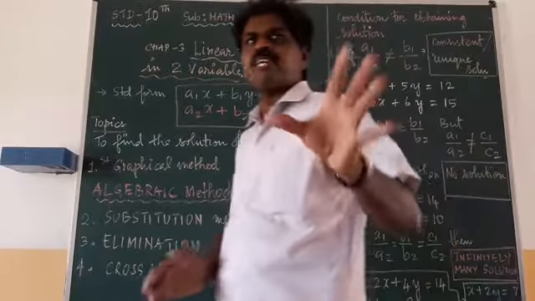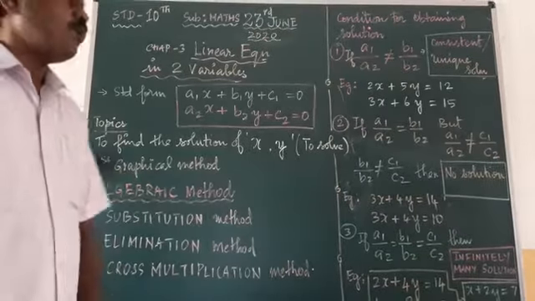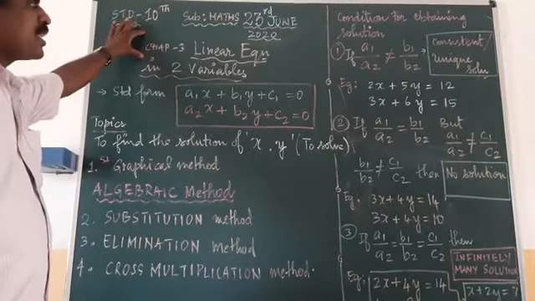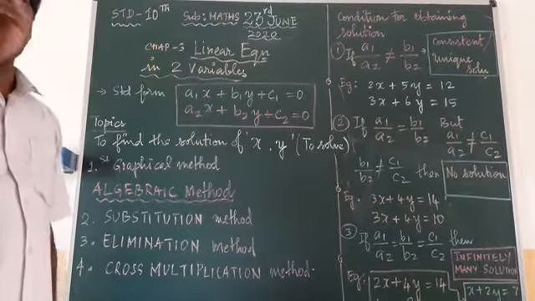Then we will go for another new chapter. What is the chapter? That is also an understandable, easy chapter. What is that chapter? Chapter number 3, linear equation in two variables.